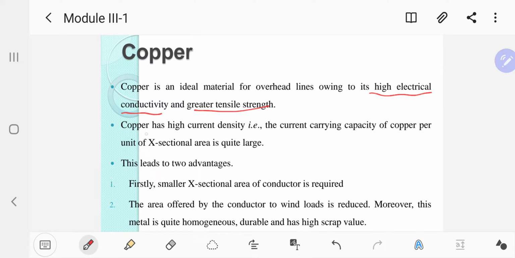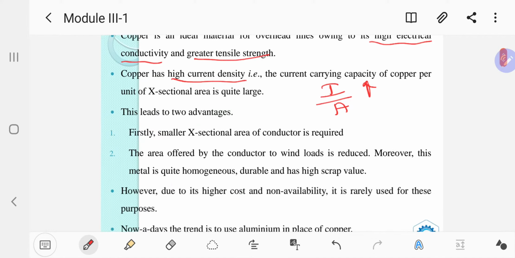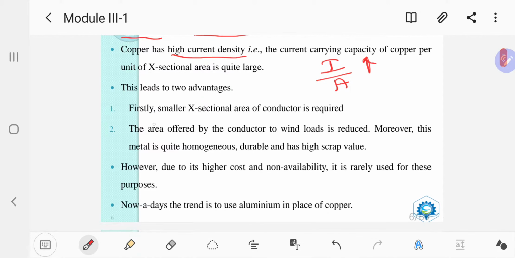Copper has a high current density, which means the current per unit area is very high. Due to this, it has mainly two advantages. The first is that only a small area is required for passing a particular amount of current. Why? Because its current density is high, it only requires a smaller cross sectional area to carry the particular current.